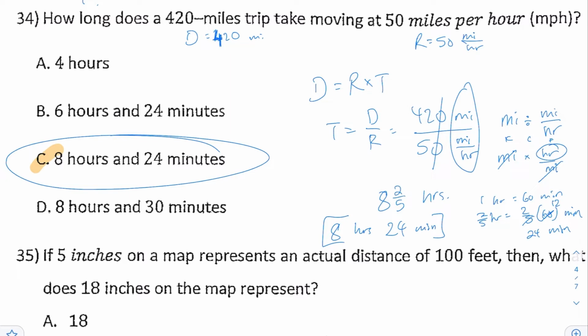So for this question, you have a distance, you have a rate, you use d equals rt, and you rearrange it to t equals d over r. Make sure you look at the units and do keep change flip on the units to make sure that everything is consistent. In this case, you have to use the conversion 1 hour equals 60 minutes to figure out the part of the hour that 2/5 is, which is 24 minutes.